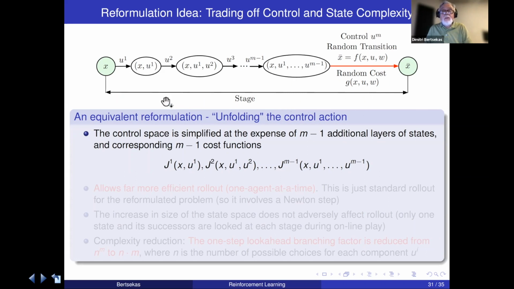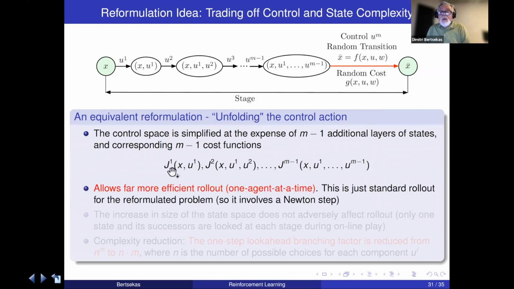However, what's happened now is that the number of stages has increased by a factor of m, and also the state space has become more complicated, and the cost function of the problem involves a cost function for this type of state, for this type of state, and so on. So there are many more cost functions. So smaller control space, larger state space.